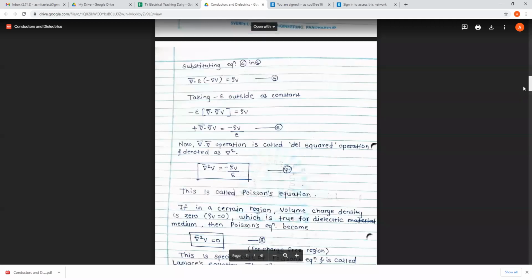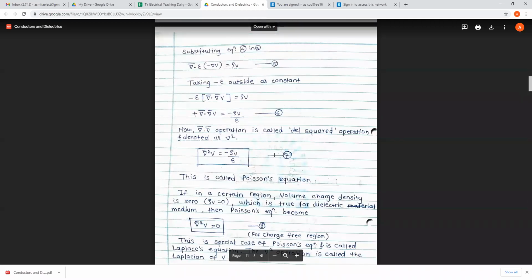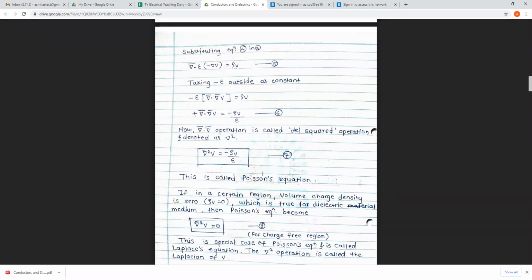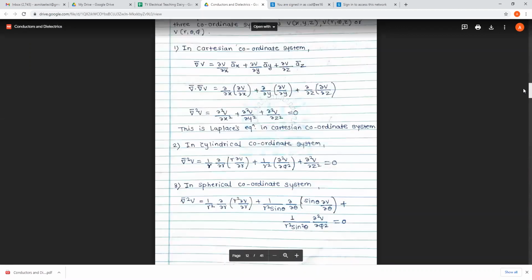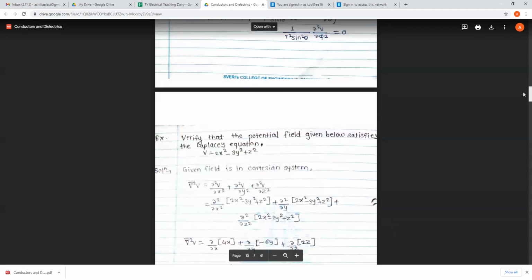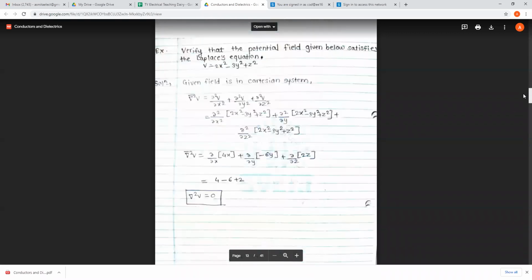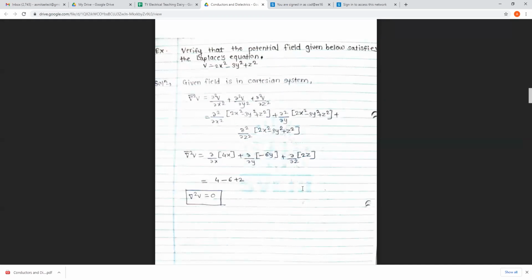So be prepared with this equation, or they may ask an MCQ type of question, asking only the final equation, that is, Laplace's equation is del square V is equal to 0, and what is the Poisson's equation. Such MCQ type questions may be asked in the exam. Here is one example on Laplace's equation, del square V is equal to 0. Verify that the potential field V is equal to 2x square minus 3y square plus z square satisfies Laplace's equation.